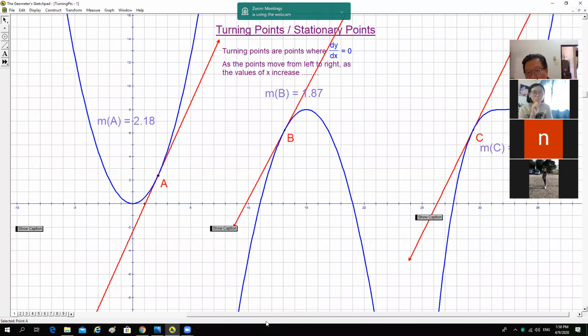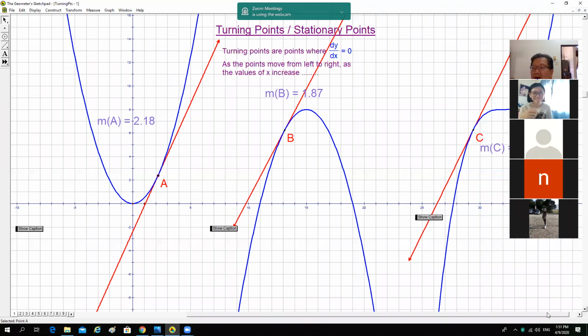But from your observation, what is happening to the gradient? Anyone? It becomes positive. Actually, it becomes positive, but the trend is that the gradient increases from negative to positive, which means it has increased.